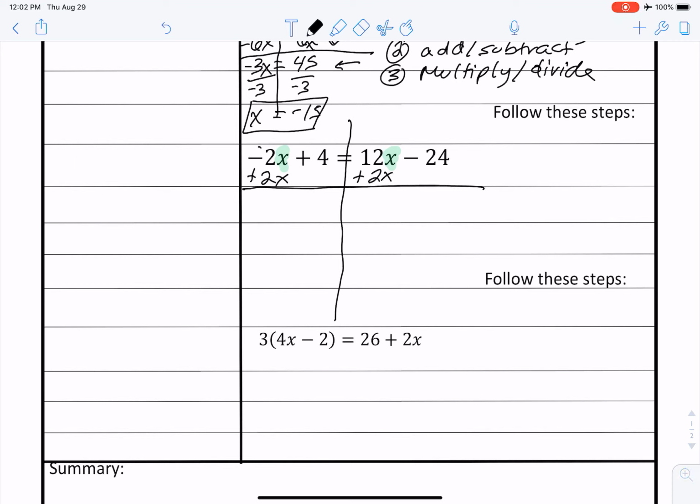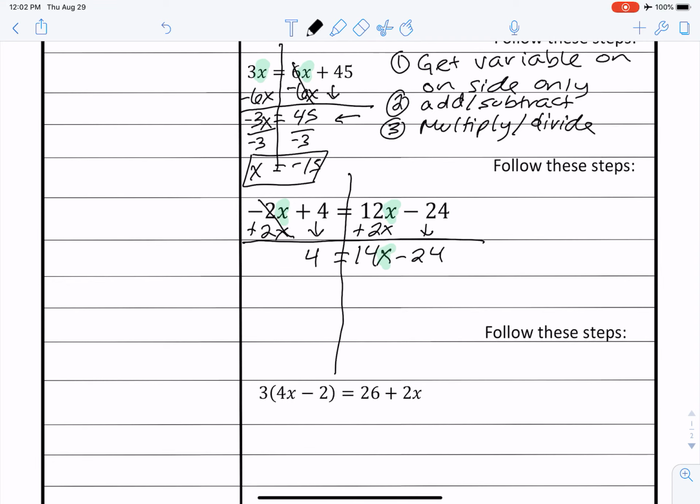So negative 2x plus 2x is 0. Bring down my 4 equals 12x plus 2x is 14x. Bring down my negative 24. Now I have just a regular two-step equation. I need to get this x by itself, so I need to get rid of my 14 and my negative 24.